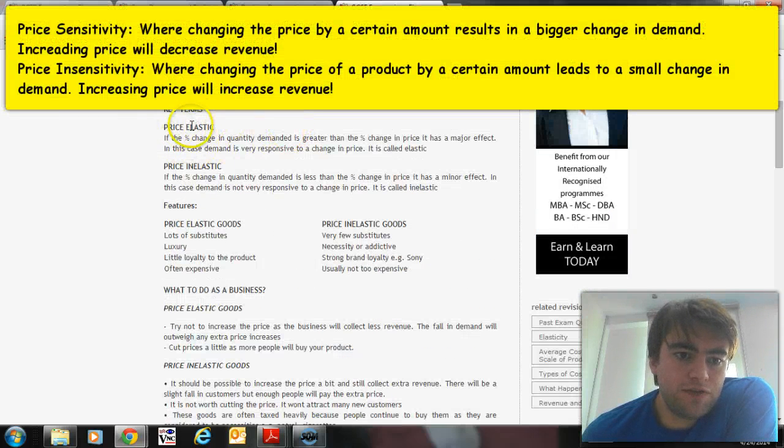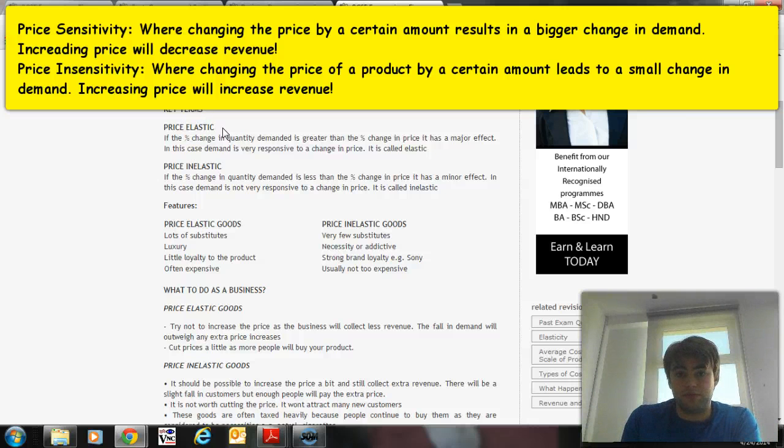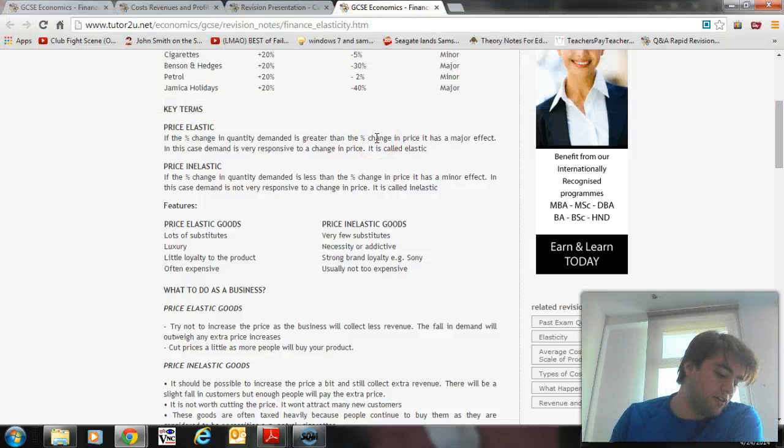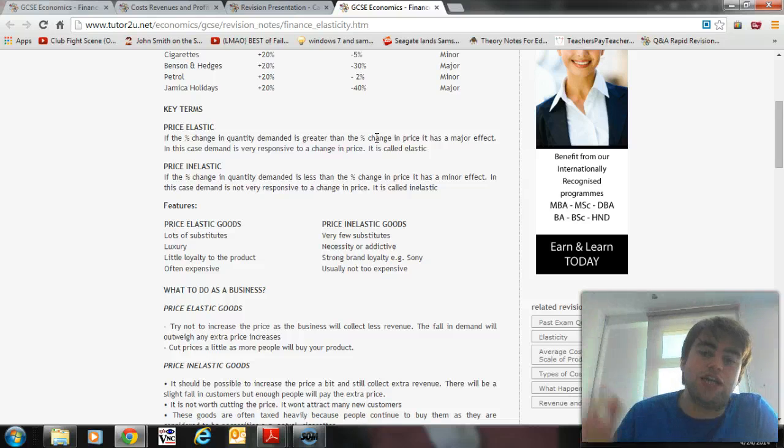So if something's price elastic, that means it's price sensitive, so it's got price sensitivity. If there's a change, the change in quantity demanded is greater than the change in price. Now, don't get overly worked up about this. You don't need to know these definitions. You need to know the definitions of price and sensitivity, and just understand that when a product is sensitive to a change in price, it means that demand will change rapidly.